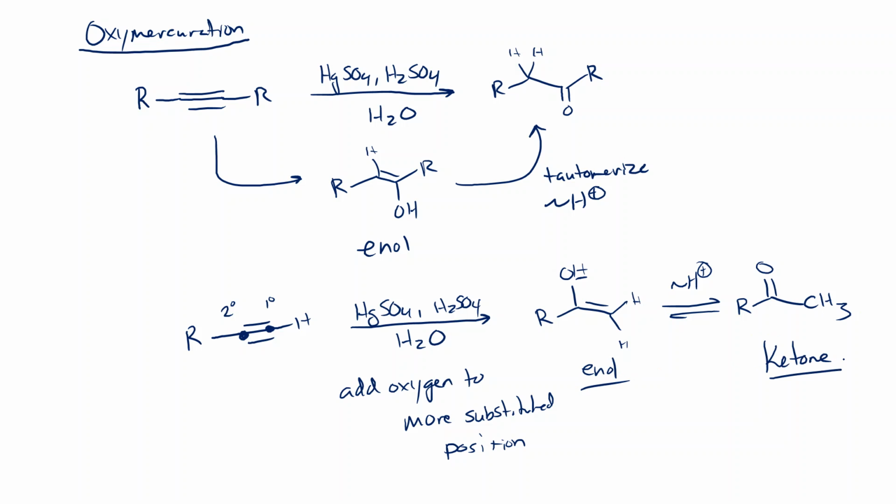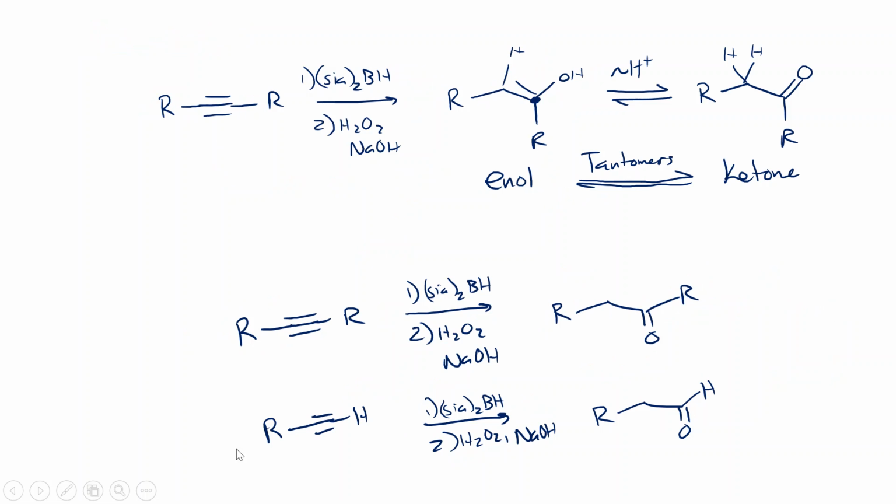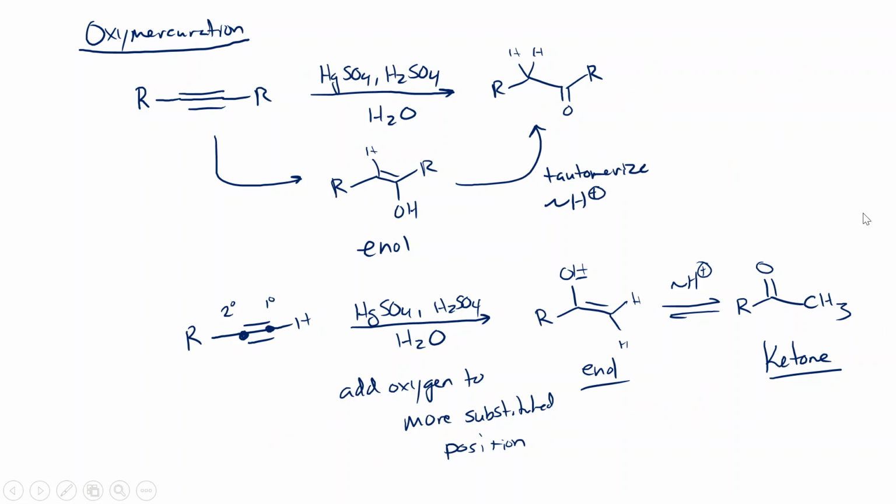So the difference between hydroboration and oxymercuration is that in hydroboration, we add the oxygen to the terminal position, the primary position, and we end up with an aldehyde. In oxymercuration, we add it to the secondary position, the internal position, and we end up with a ketone with a CH3 group over here. So terminal alkynes give you different products if you use oxymercuration or hydroboration. So this is probably worth writing down.